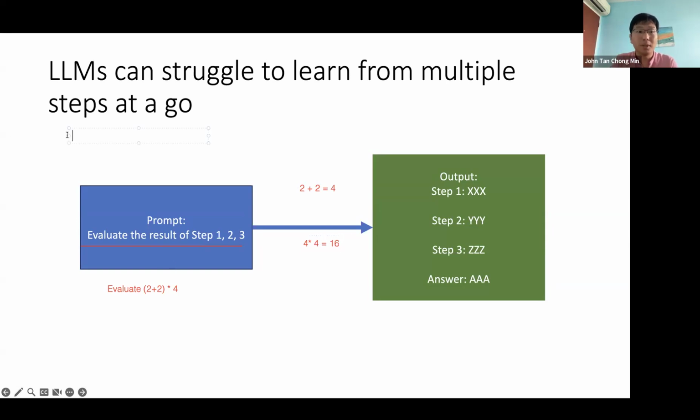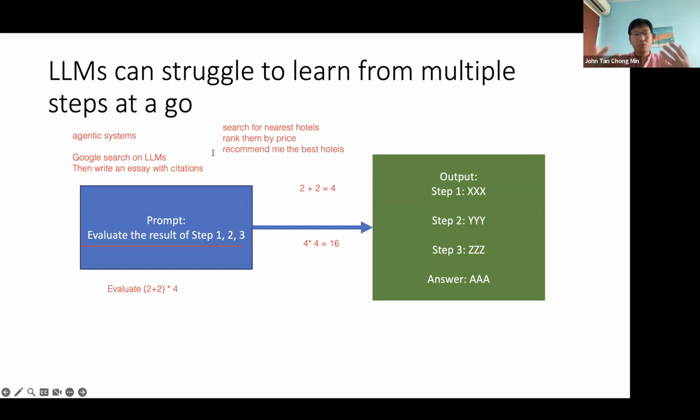If you want to talk about agentic systems, you might want to say do a Google search on LLMs, then write an essay with citations. So these are two steps that you do. These are quite conventional. Or you could do something like, search for nearest hotels, rank them by price, and then recommend me the best hotels. These are three different steps, and then you have three different outputs for each step, and finally you have the aggregated answer. So something like this is what an LLM agentic system would do.